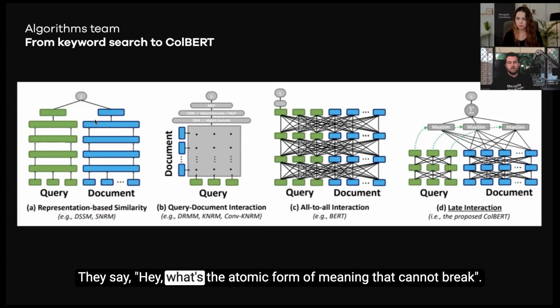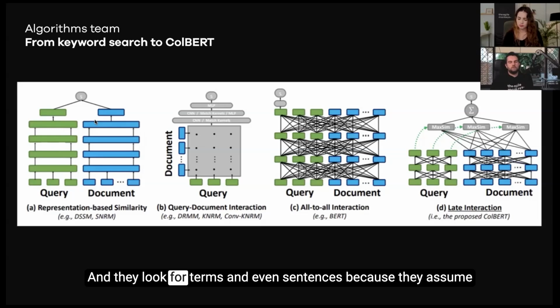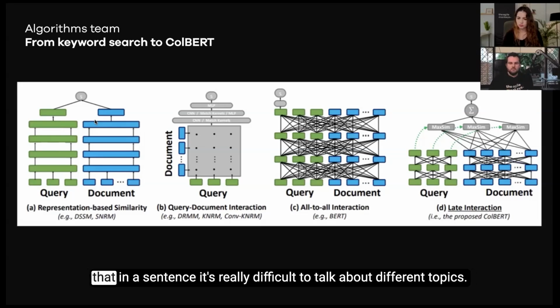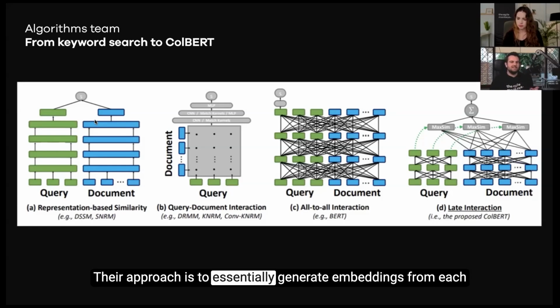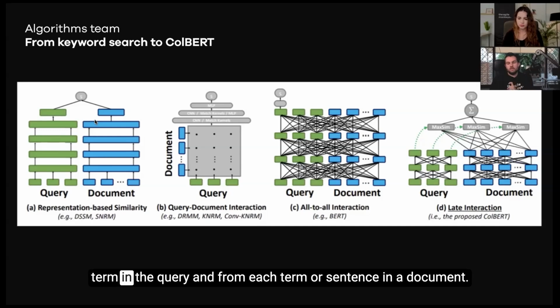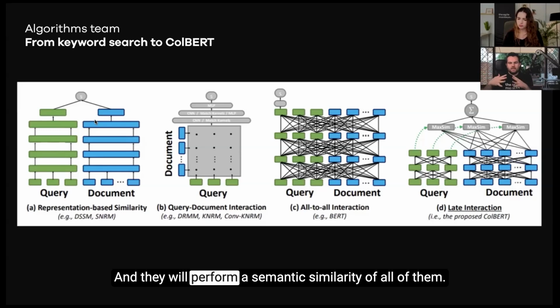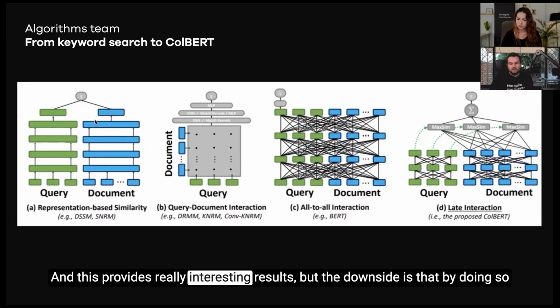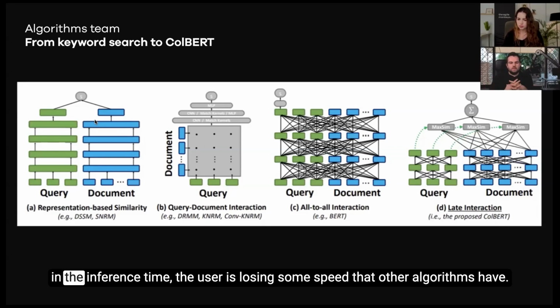They say, hey, what's the atomic form of meaning that cannot break? And they look for terms and even sentences because they assume that in a sentence it's really difficult to talk about different topics. Their approach is to essentially generate embeddings from each term in the query and from each term or sentence in a document, and they would perform a semantic similarity of all of them. And this provides really interesting results, but the downside is that by doing so in the inference time, the user is losing some speed that other algorithms have.